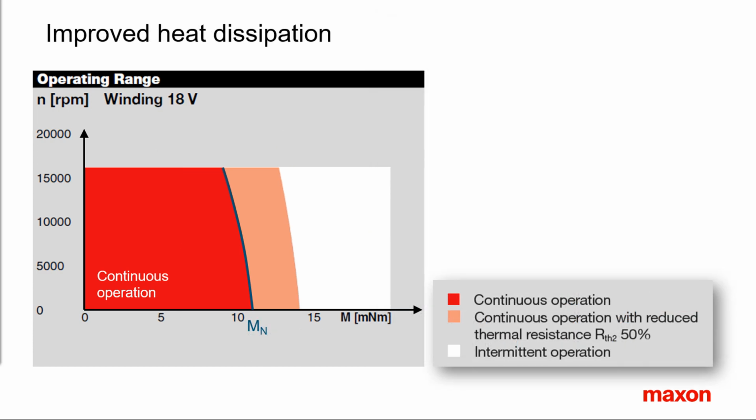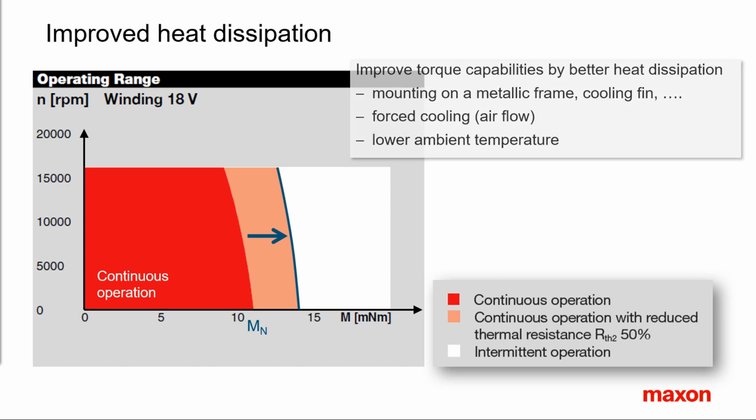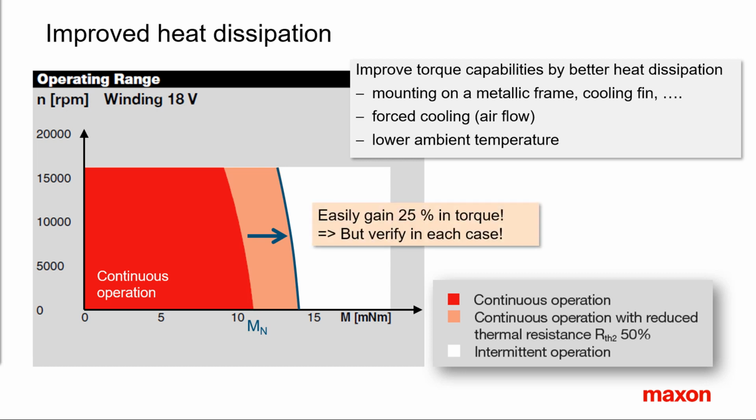At the nominal torque, the maximum winding temperature is reached under standard conditions. If heat dissipation is better than standard, the continuous operating range extends towards higher torque values. This can be achieved, for example, by mounting the motor on a large heat-dissipating structure, for instance a metallic frame or a cooling fin. Heat dissipation is also improved at low ambient temperature or by forced airflow. It's quite easy to enhance the continuous torque by about 25%. However, be aware that reduced heat dissipation can have the opposite effect.